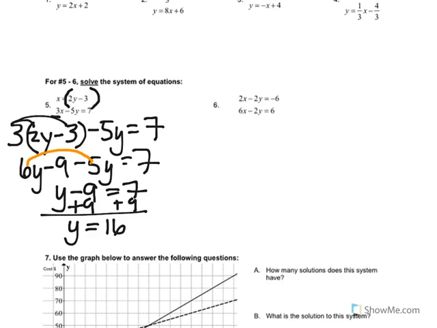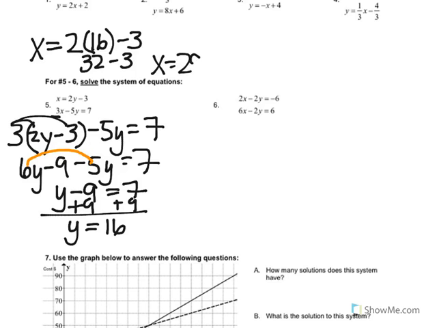Okay, now that I know that y equals 16, let's go back to our original equation and plug that in to find x. So we have x equals 2y minus 3, so instead of y, we're going to put in 16. So that's 32 minus 3, so x equals 29. So let's write our final solution as a coordinate pair, 29 comma 16.